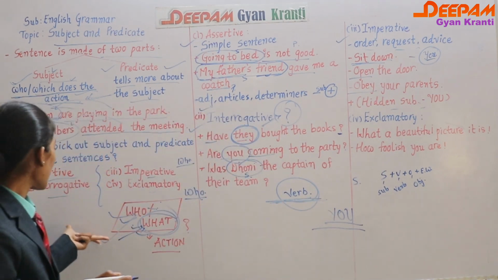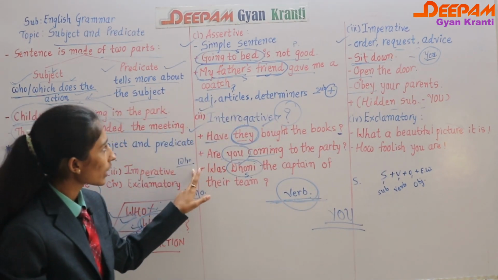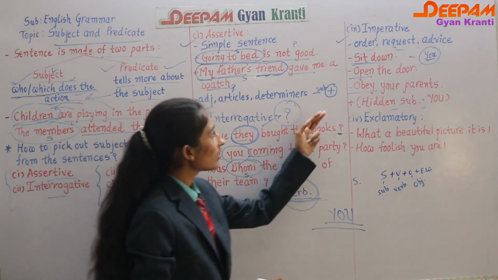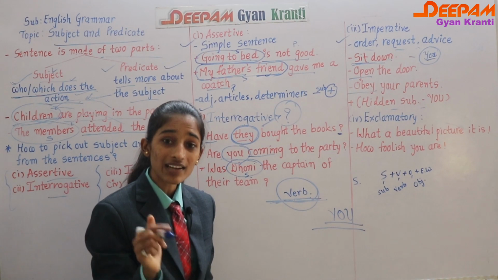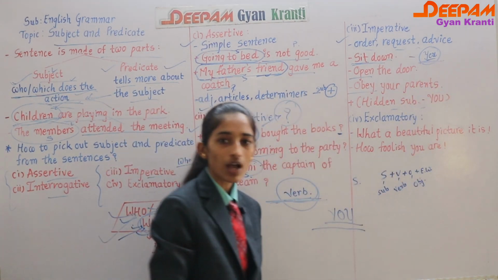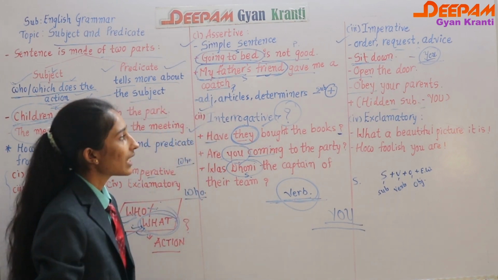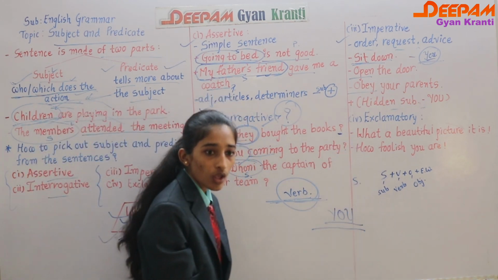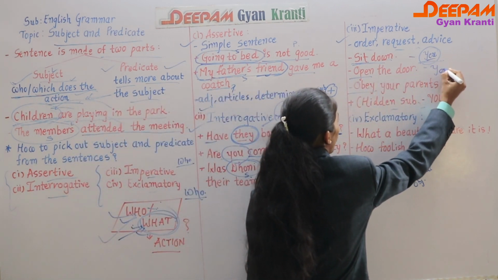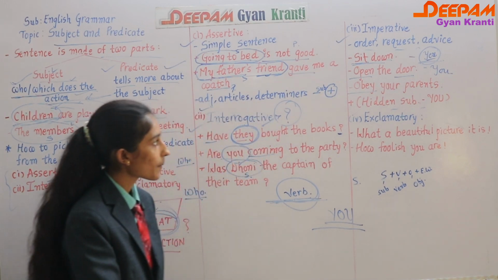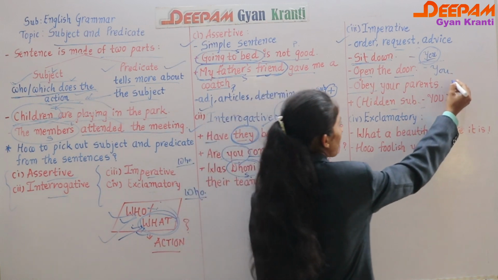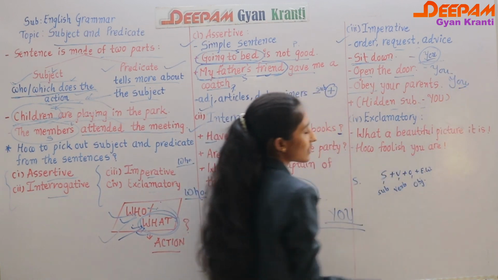In an assertive sentence, even in an interrogative sentence, the subject is already given to you, but here what you have to do is add the subject: you. You को आपको subject में add करना पड़ेगा. Then, open the door, means who? So we are telling you, open the door. So you is your subject and open the door is your predicate. Obey your parents.